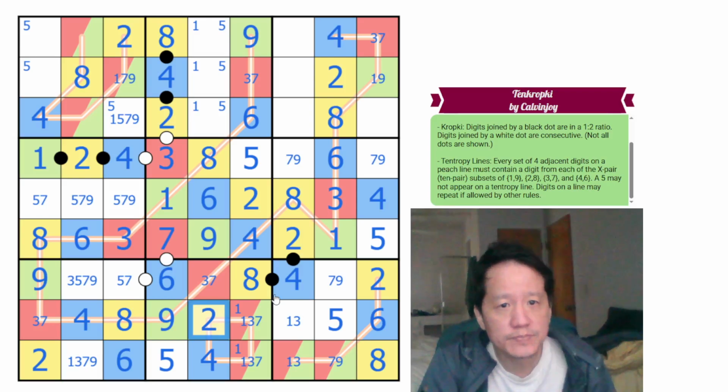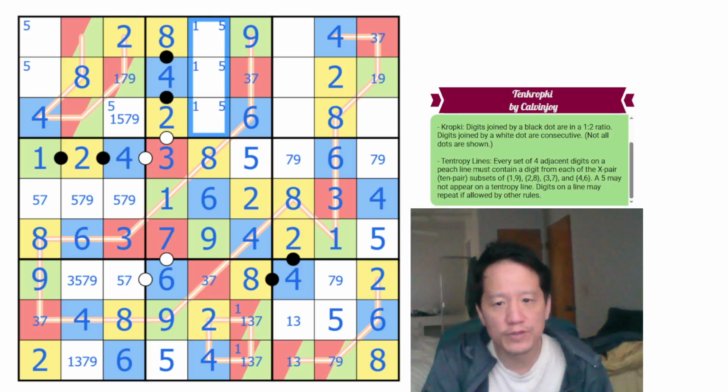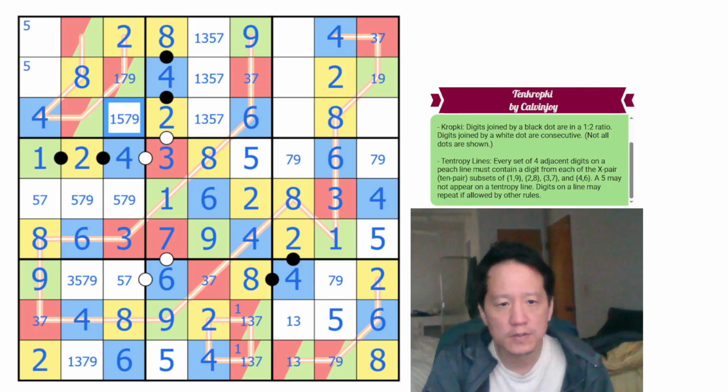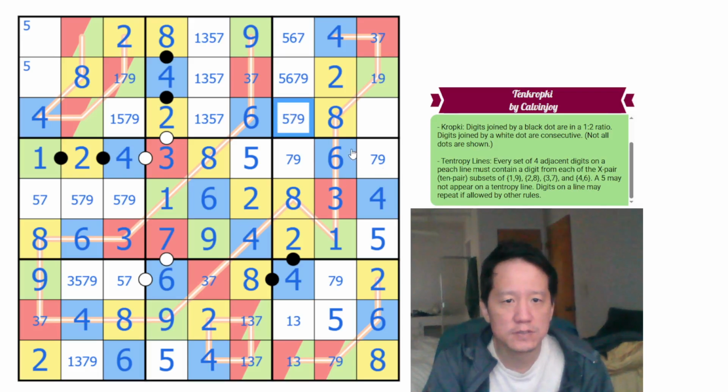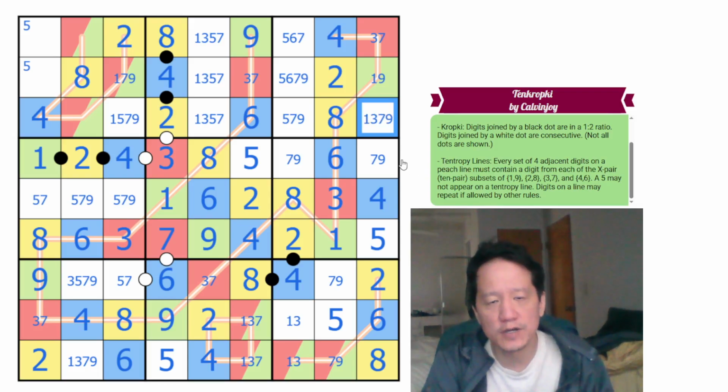Okay. We have 1, 3, 5, 7 here. Let's remove the corner cells. Not helpful. One of these must be 7 or 9, and then we have a 5 and a 6 with it. Well, this can't be 9. This can't be 6. This is 1, 3, 7, or 9.